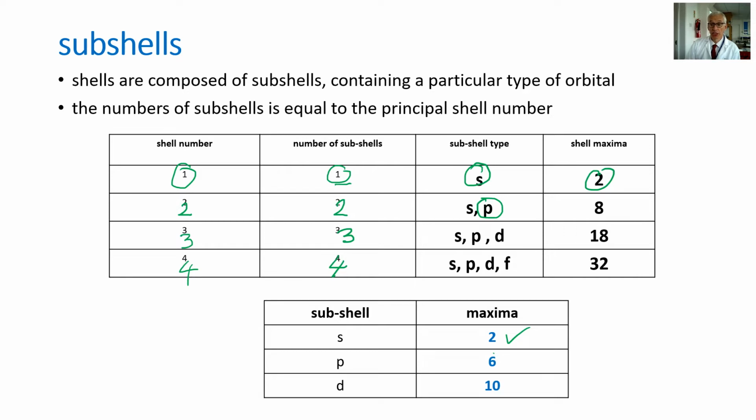Moving from the first to the second, we go from 2 to 8, so the p subshell must have a maximum of 6 electrons. And if we compare the second to the third, well, there's a difference of 10, which must be due to the d subshell. So our maxima are s 2 electrons, p 6 electrons, and d 10 electrons.